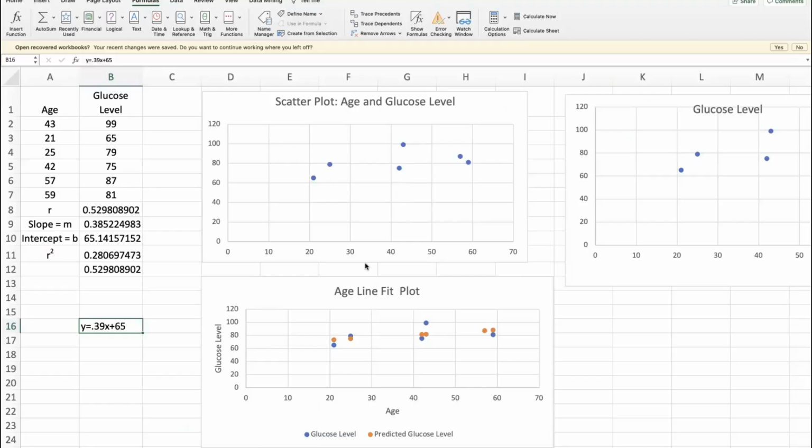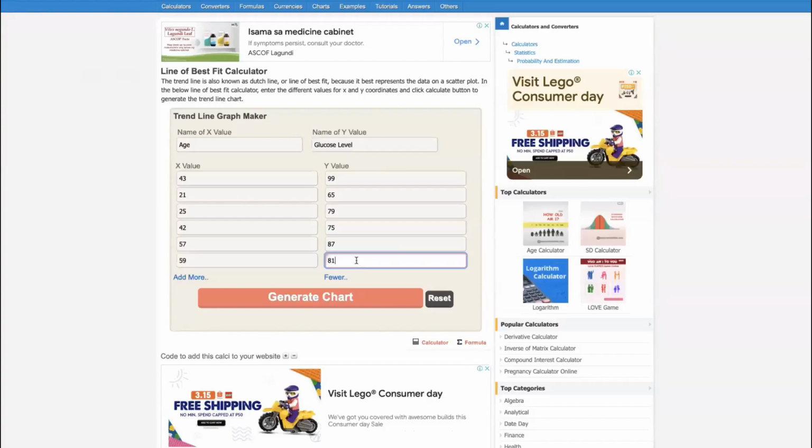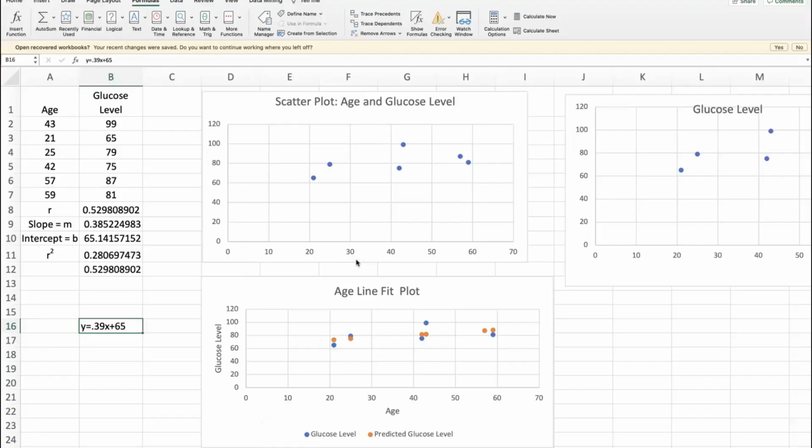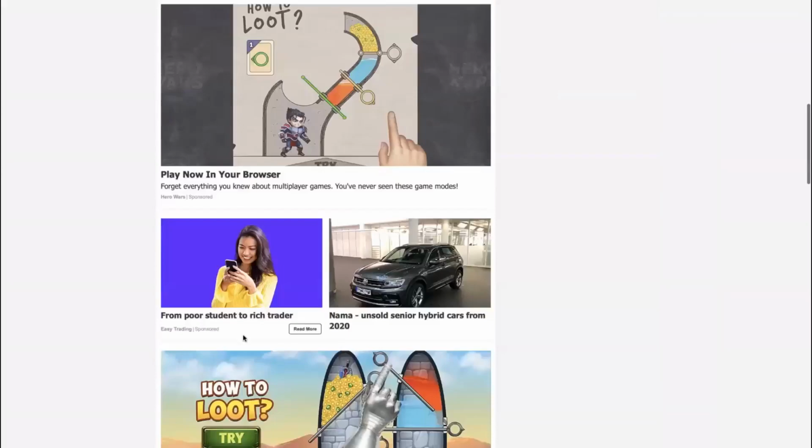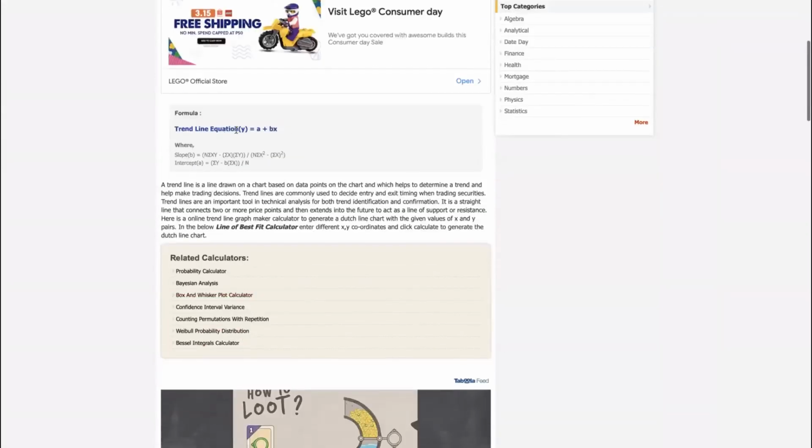43.99, 21.65, 25.79, 42.75, 57.87, 59.81. Now generate the chart. So here you don't have a result, but the equation used is this. You notice the trend line equation is the line of best fit, the a plus bx, or y equals mx plus b. It's the same thing, and this is the formula. Remember the slope, we have the formula. So whether it's software or online, the same formula is used. It's just programmed already, whereas in the manual, you'll be the one to do this.